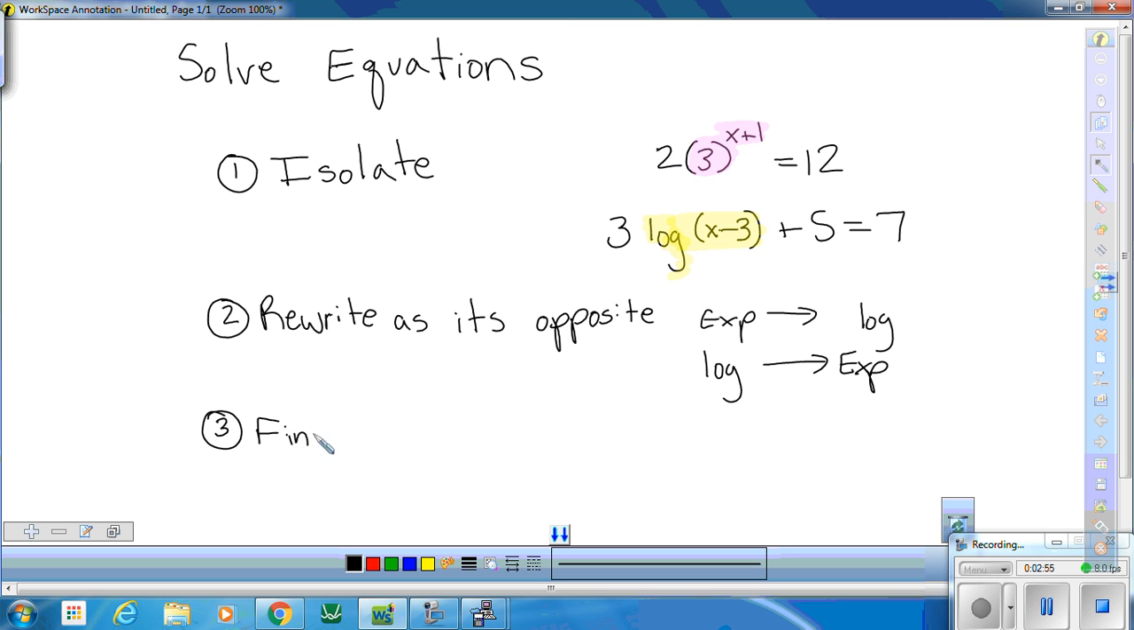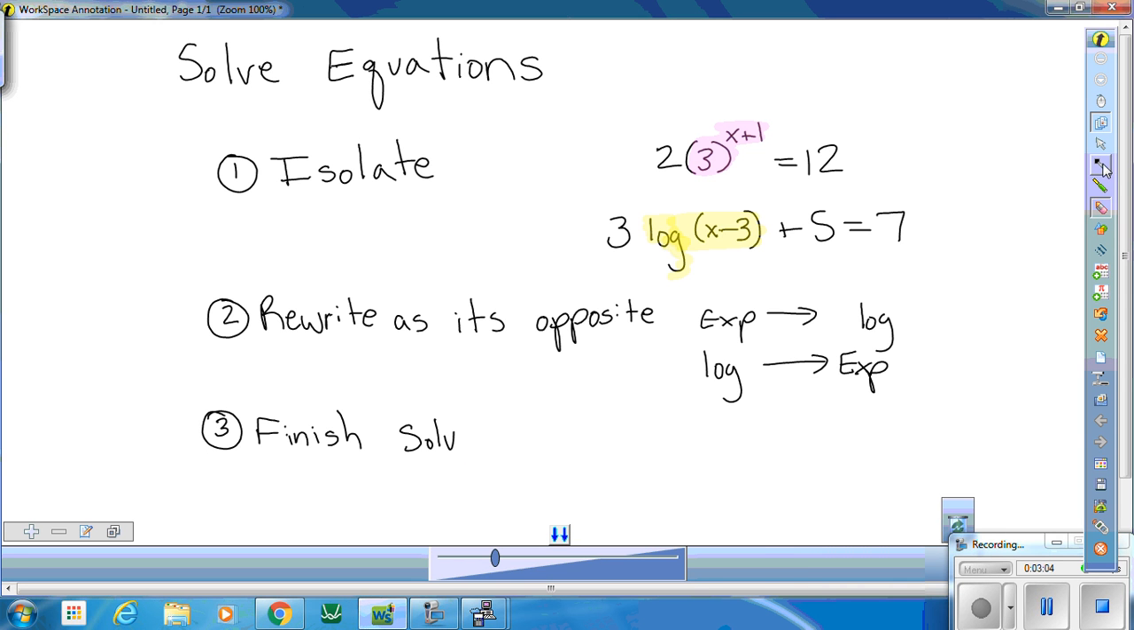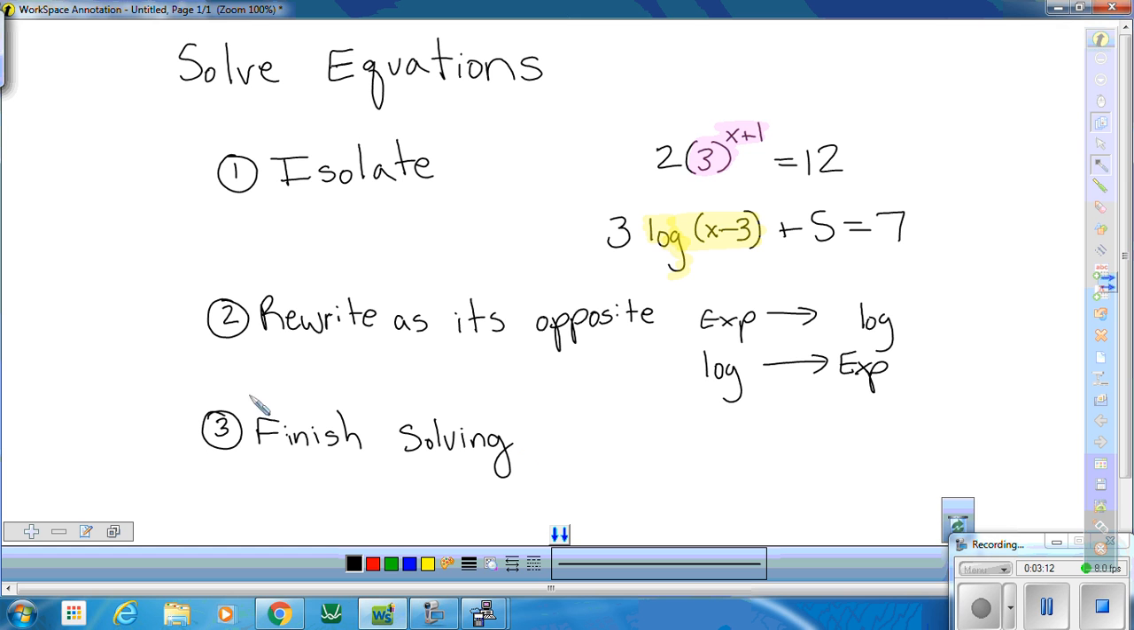Many times after you do the rewrite step, you've actually finished solving. X is by itself, and you're just done. But sometimes inside the log we have something like x minus 3, or up in the exponent we have x plus 1. So we may still have a little bit of solving to do, but at this point we're talking about adding opposites to both sides, or dividing both sides by something. They're very simple, basic steps. So these are our 3 steps for solving exponential and log equations. Let's look at some examples.